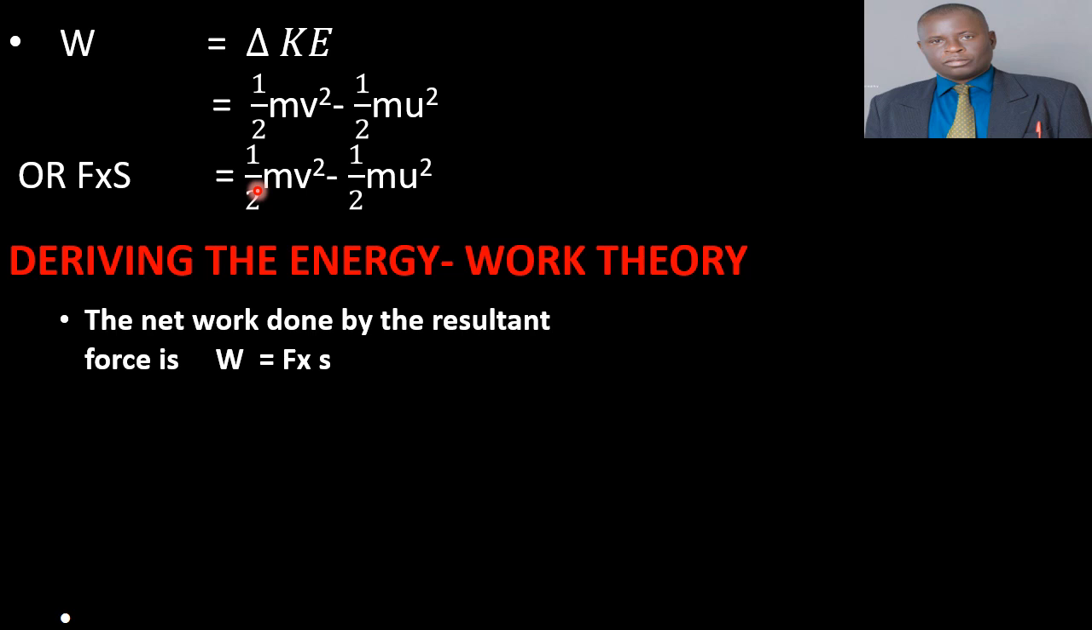So the net work done by the resultant force, we know that work is equal to force times distance. This is the starting point. All right, so work is equal to force times distance. That's how we start to derive this expression.